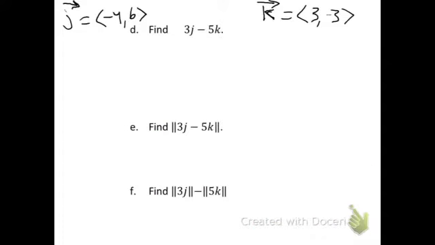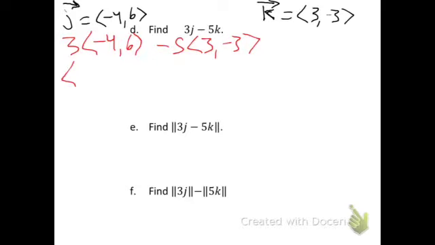On D through F, you're doing something very similar. You had to do 3 times j, and then subtract off 5 times k. I'm going to kind of distribute here, so 3 times negative 4 is negative 12, 3 times 6 is 18. Then you subtract off 5 times 3, which is 15, and 5 times negative 3 is negative 15.